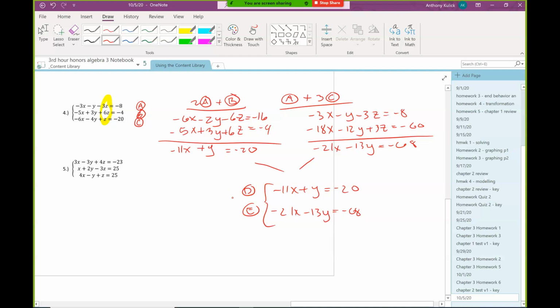So that'll be our equations D and E. Does that feel okay so far? Okay, now we'll do the same thing. We'll pick a variable to eliminate. I would pick the y's because I can just do 13 times D plus E.